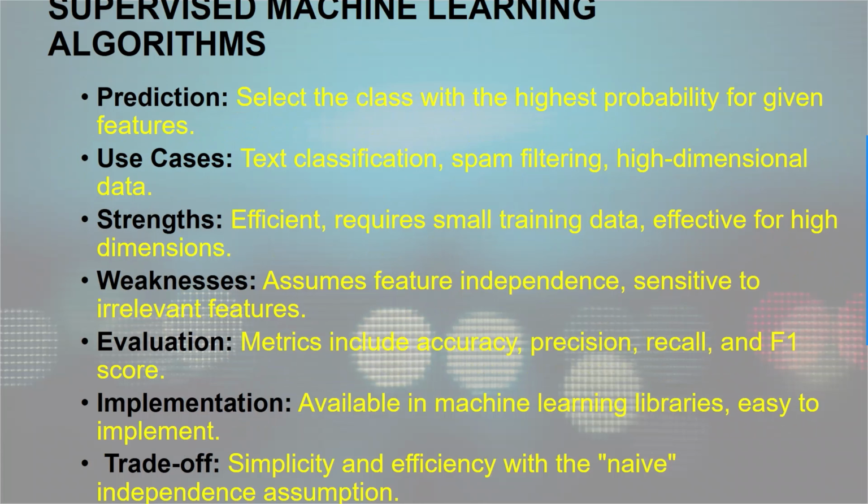Some of the use cases here are text classification, spam filtering, and high dimensional data. Strengths are that it is efficient, requires small training data, and is effective for high dimensional data. Then we have weaknesses such as the assumption of feature independence and sensitivity to irrelevant features. Evaluation metrics include accuracy, precision, recall, and F1 score. It is available in machine learning libraries and easy to implement. The trade-off is simplicity and efficiency against the naive independence assumption.